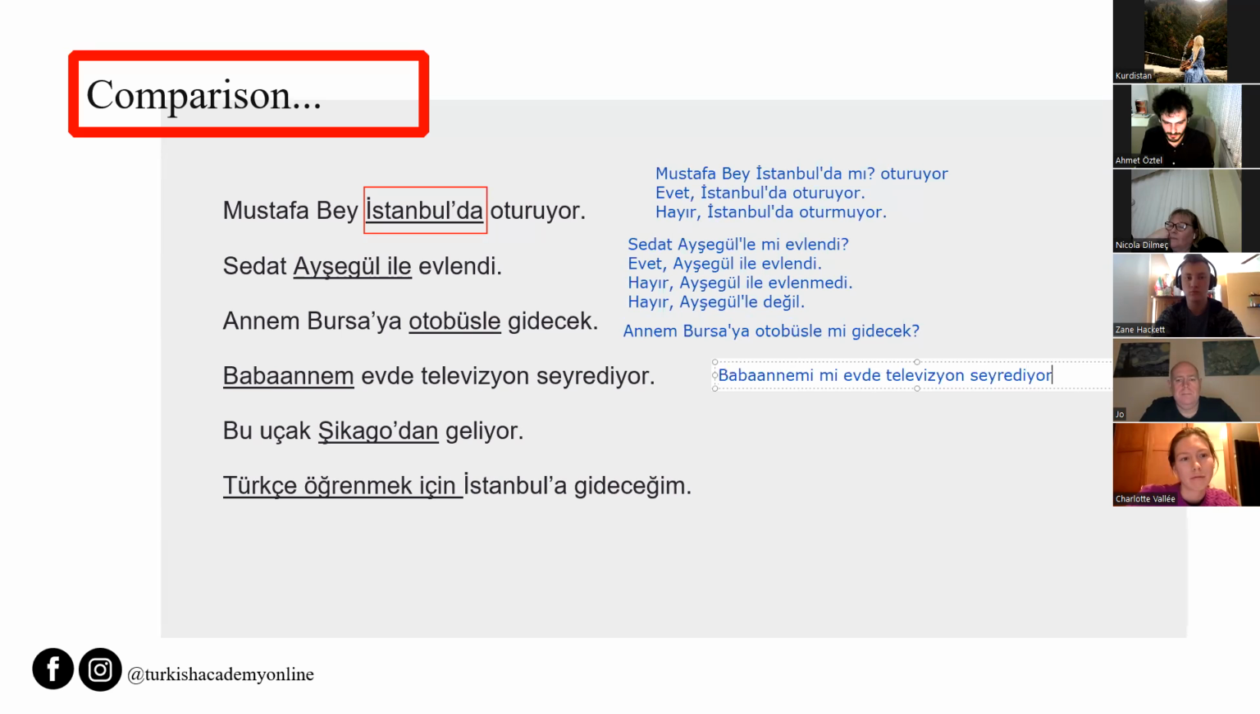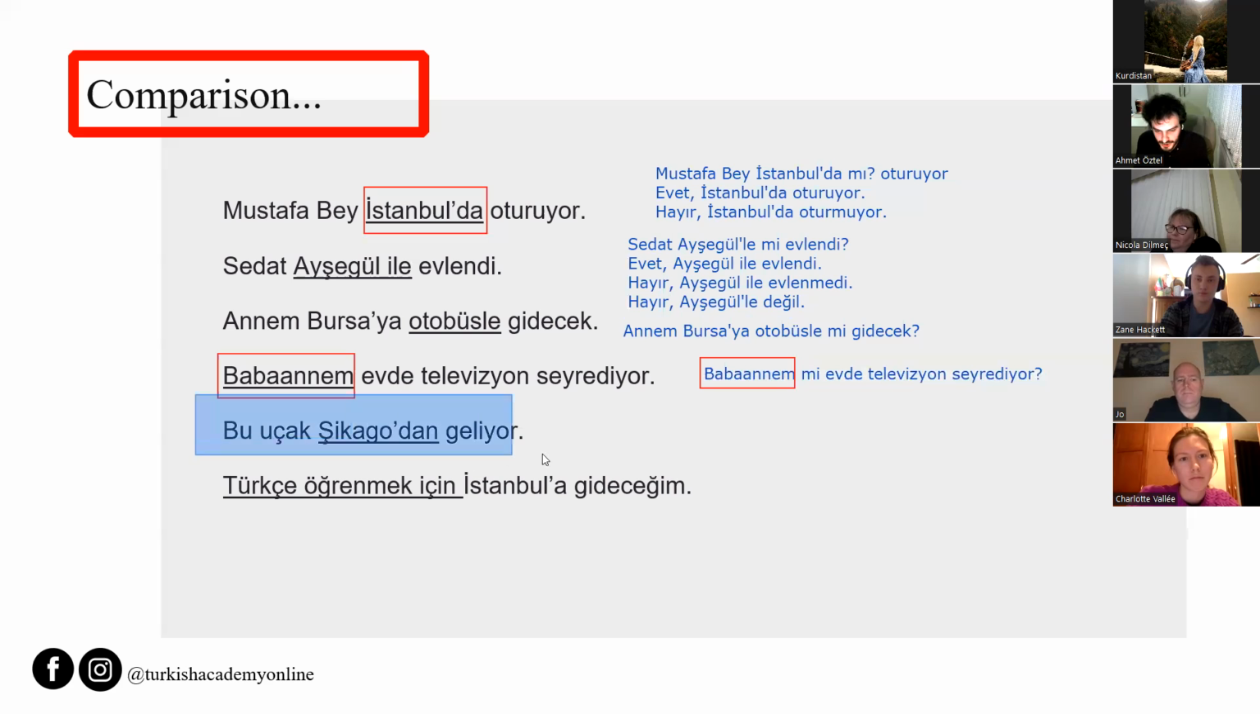Babaannem mi seyrediyor? Okay, so if I have a grandmother that hates watching TV, and if I see her room is flashing with TV lights, I can ask this: wait, that's my grandma watching the TV? Again, a disbelief, like a confirmation question. This is the scenario. So the focus is all on the babaannem, not on the television or on the verb. Exactly. Bravo. Oops, there's a typo over here. Let's fix it.